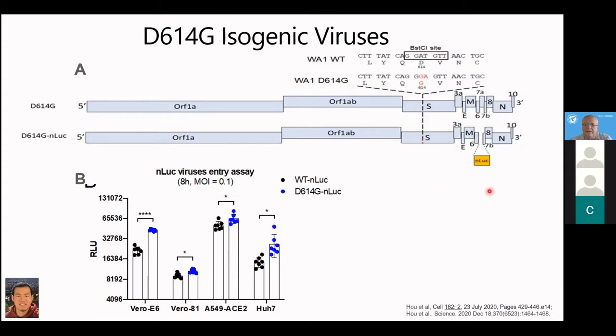We also built these viruses in the context of nanoluciferase so that we could do a variety of other assays, one of which was just a basic infectivity assay where you infect cells and shortly thereafter look at the amount of nanoluciferase expressed to get an idea of how infectious the virus might be in different cell types. And in every continuous cell type that we looked at, you could see that the virus was more infectious than the original ancestral strain that came out of Wuhan.